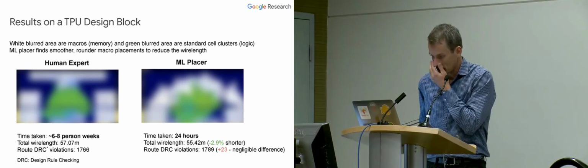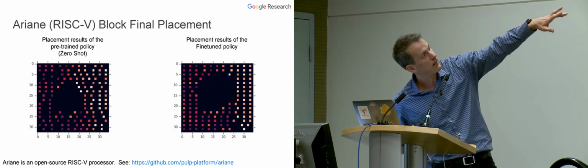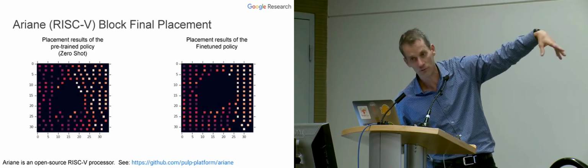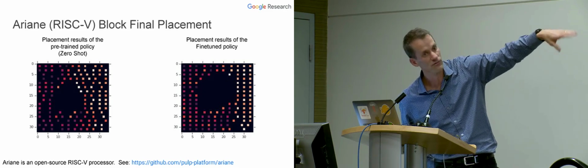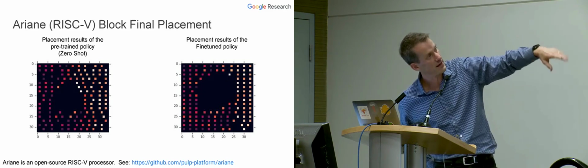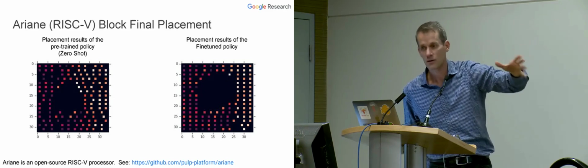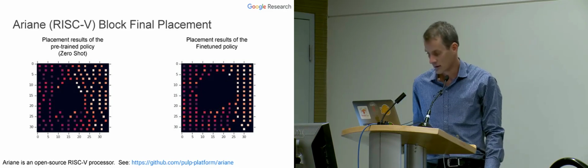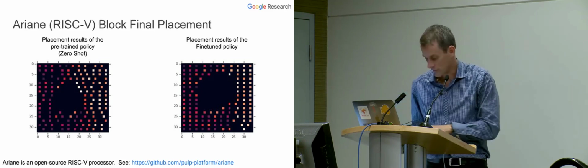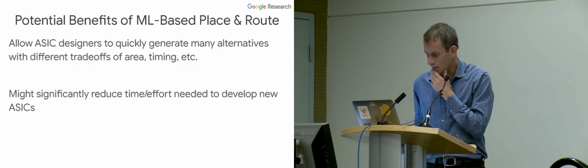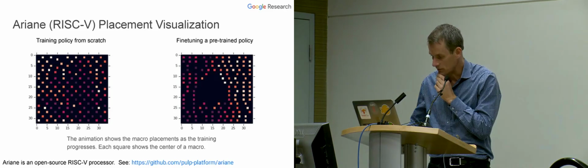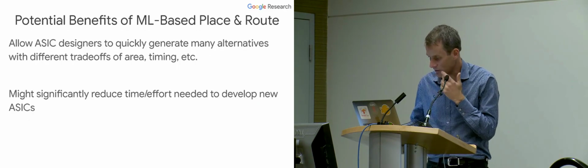chip placement. And so here you see the placement results of the pre-trained policy with zero shot, which is already pretty good. It's already got the characteristic of the logic in the center and the macros around the edge. And if you fine tune on this particular block with these particular circuits and connections and macros, then you get better results. Let me see. I think there is a graph that got skipped.